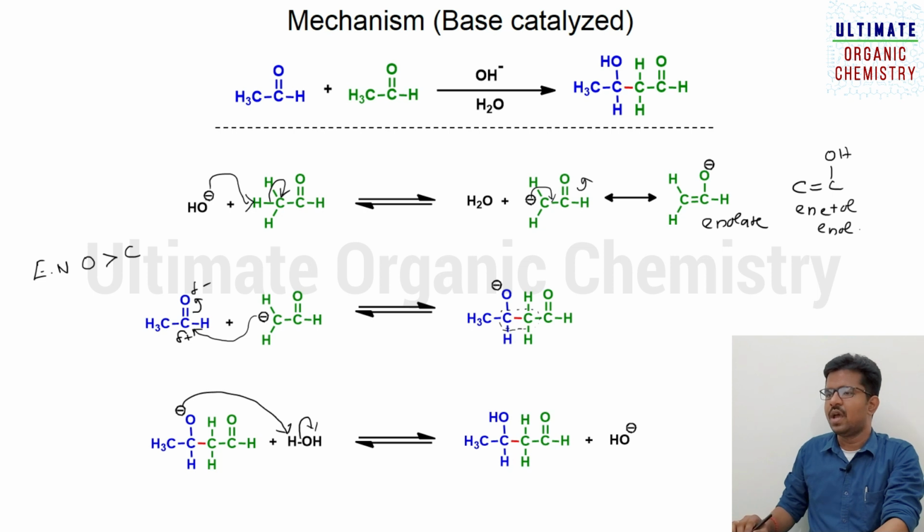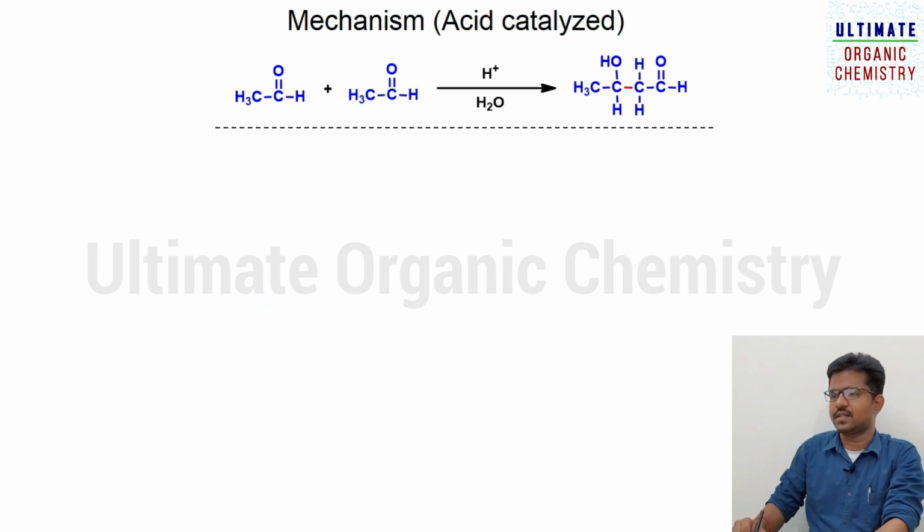Let us discuss the acid catalyzed aldol condensation mechanism. I have given the same color because this is very easy. Let us discuss the first step. Here you have a hydrogen with a positive charge. This is acid, or proton. So hydrogen is having a positive charge.